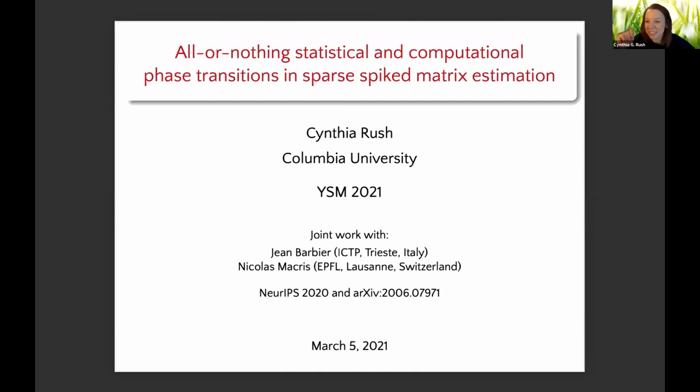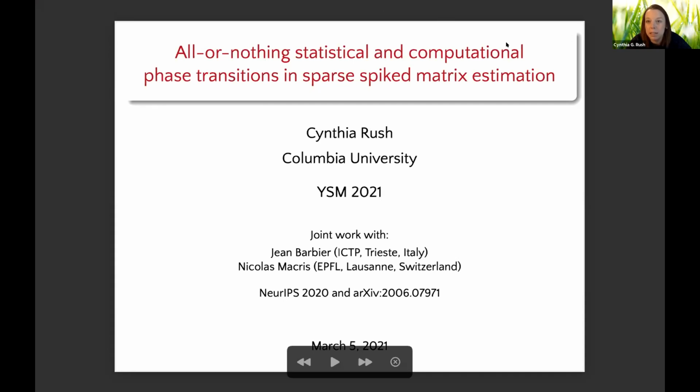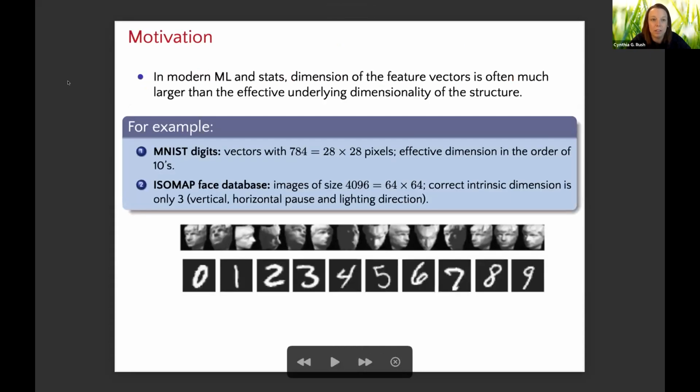Sorry, Bodhi. I was making sure that I had my slides working there. But okay, so as Bodhi mentioned, I'm going to talk about all or nothing statistical and computational phase transitions in the sparse spiked matrix estimation. And this is joint work with some collaborators, Jean Barbier at the International Center for Theoretical Physics in Italy, and Nicola Macri at EPFL. I'll mention this is the first time I'm giving a talk on this work, so it might be a little bit rough around the edges, in which case feel free to interrupt me in the chat, and Bodhi, if I miss it, please just stop me. Okay. So let's see. To get started, all right. Well, now I open the chat. And okay, there we go. Now we're on the motivation slide.